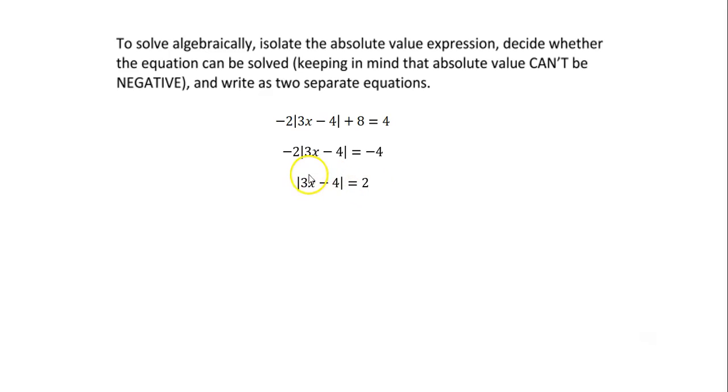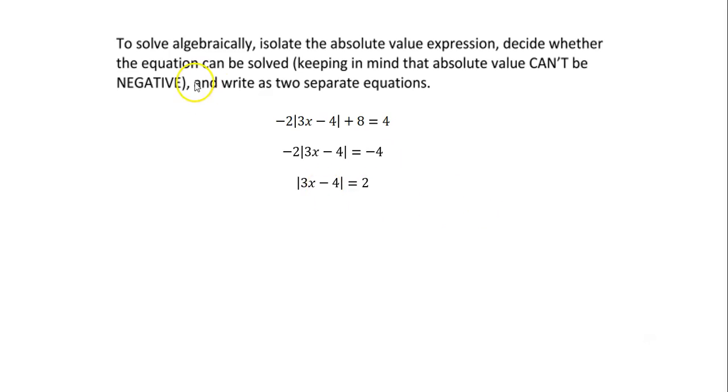So what this means now is, what number does 3x minus 4 need to be equal to, such that whatever it's equal to, its absolute value is 2? Well, there are two things that can go inside here. 3x minus 4 could be positive 2, because the absolute value of positive 2 is 2, or 3x minus 4 could be negative 2, because the absolute value of negative 2 is also 2.